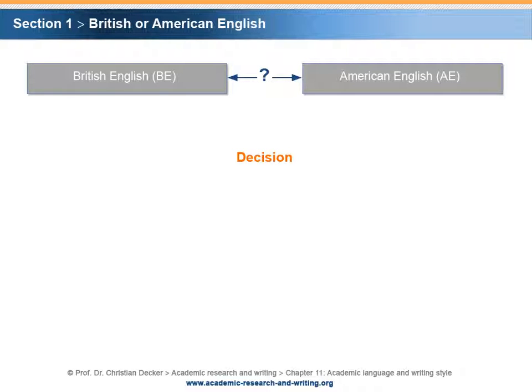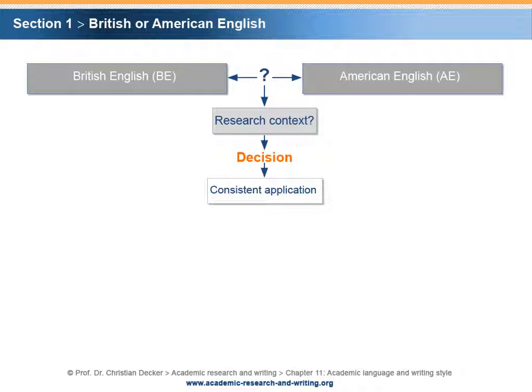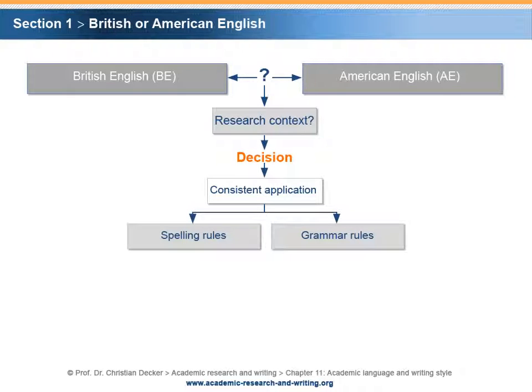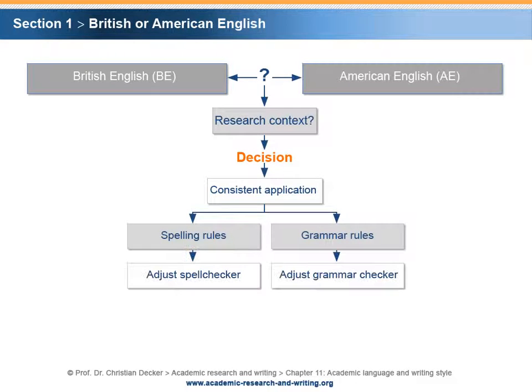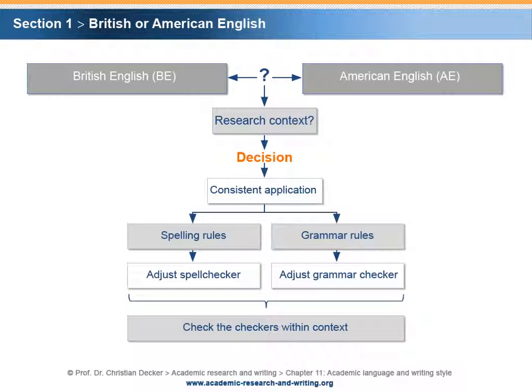After the language is chosen according to the requirements of the research context, it has to be used consequently and thoroughly. British and American English differ in certain spelling rules and grammar rules and sometimes in vocabulary. Accordingly, adjust your spell checker and grammar checker to British English or American English. Independently of the language chosen, do not entirely rely on the error spotting programs, since their corrections or non-corrections might not match the context.